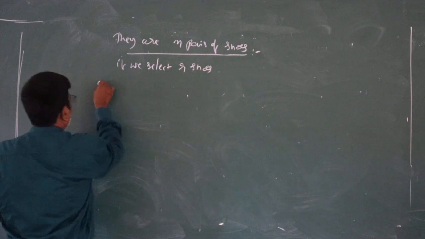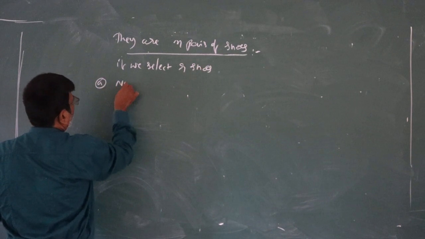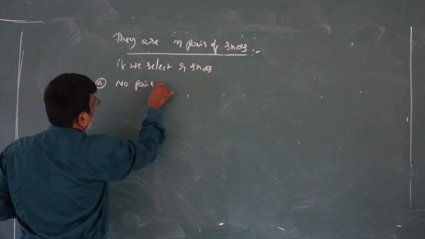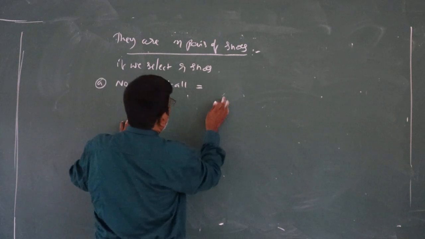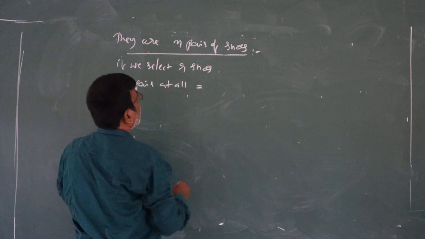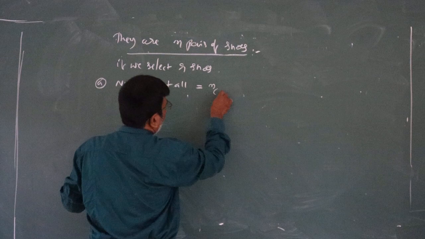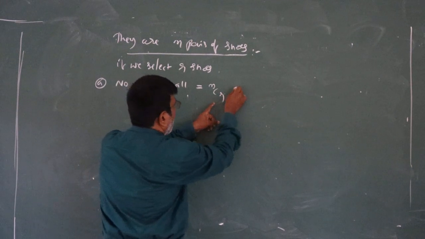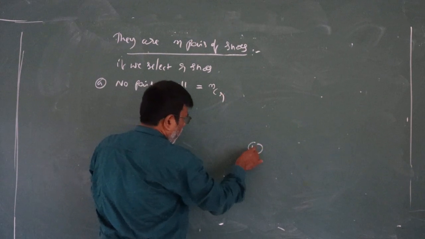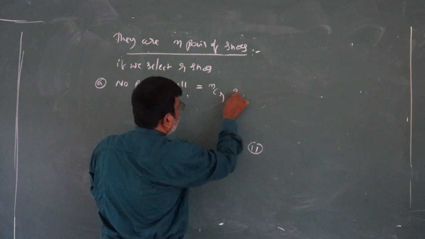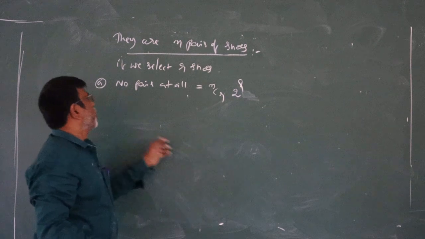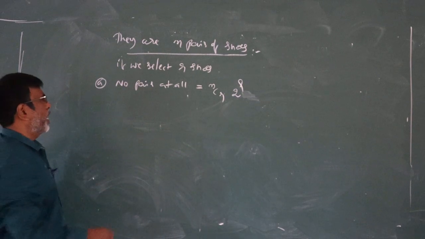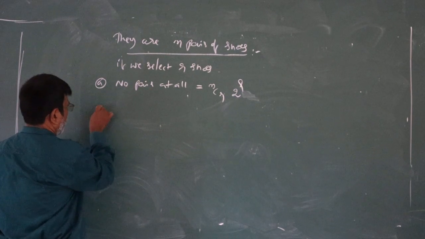First, selecting R shoes with no pair at all. First you have to select NCR from n pairs. Then from each pair, it is either this one or this one, 2 ways, into 2 ways, it is nothing but 2 power R ways. So no pair at all is NCR into 2 power R ways.